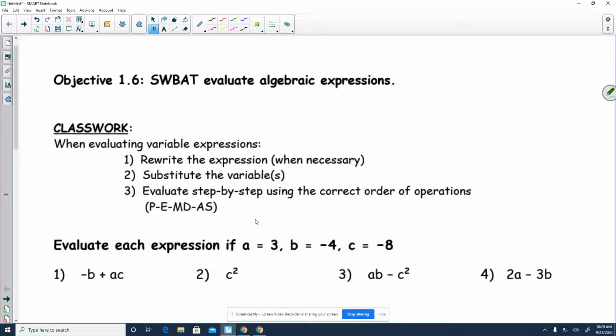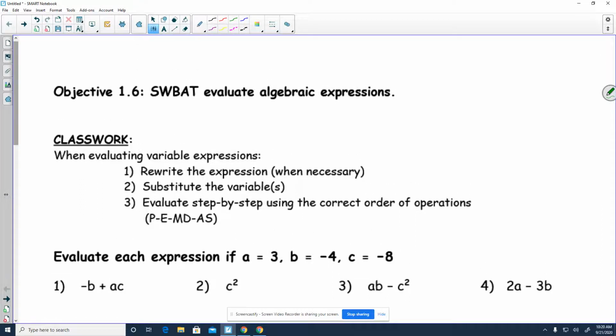Hi everybody. So today we're going to talk about objective 1.6. 1.6 is about evaluating algebraic expressions. So what does that mean?